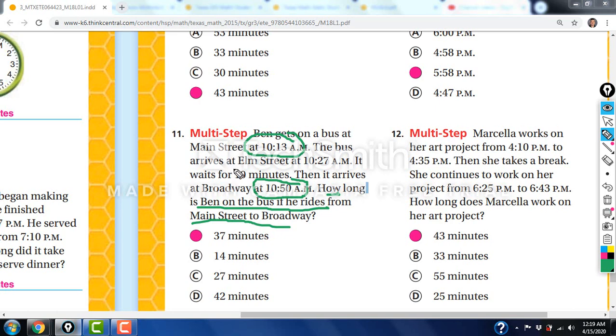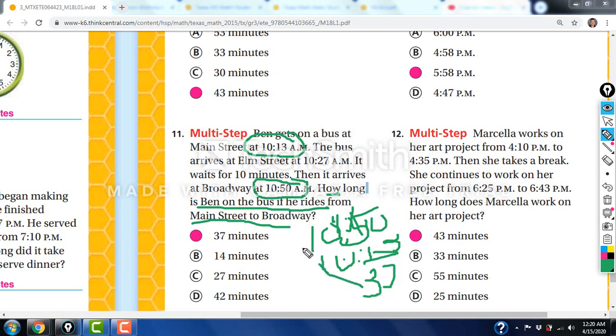So Main Street to Broadway. I have my Main Street starting time. I have my Broadway ending time. All of this is gobbledygook. It's information that they give you to kind of throw some of you off. If you're smart, and you look at it, you're going to see, hey, this is 10:13. This is the ending. All I have to do is subtract these two. 10:50 minus 10:13, simple subtraction, and there's my answer, 37 minutes.